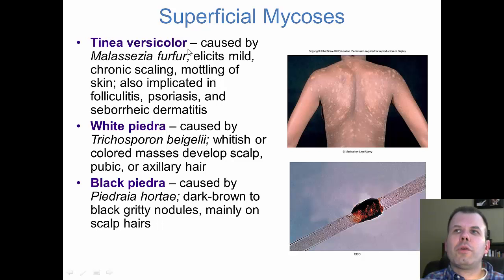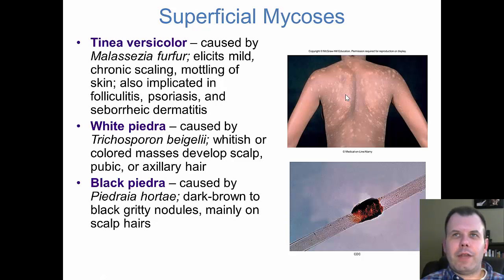Okay, now here are the superficial ones. These grow on the very top part of the skin, but can lead to discoloration and problems of the skin. Again, this tinea versicolor is caused by Malassezia furfur, which elicits a mild chronic scaling, mottling of the skin. Also implicated in folliculitis, psoriasis, and seborrheic dermatitis. It's typically a skin infection on the top levels of skin, causing a sloughing of the skin. And especially, obviously, if you have any pigment to your skin, this is what you see. You may see some people actually have this on their face and other parts of their body.